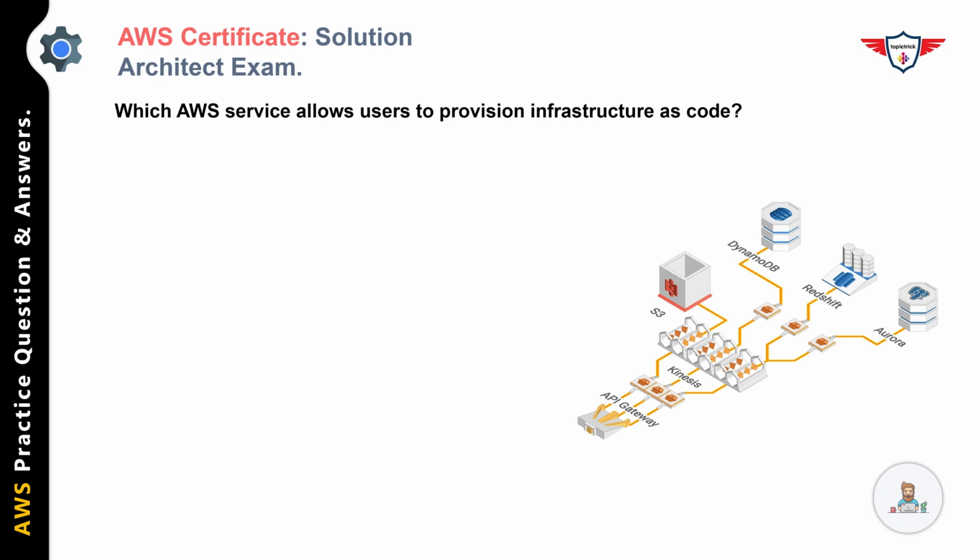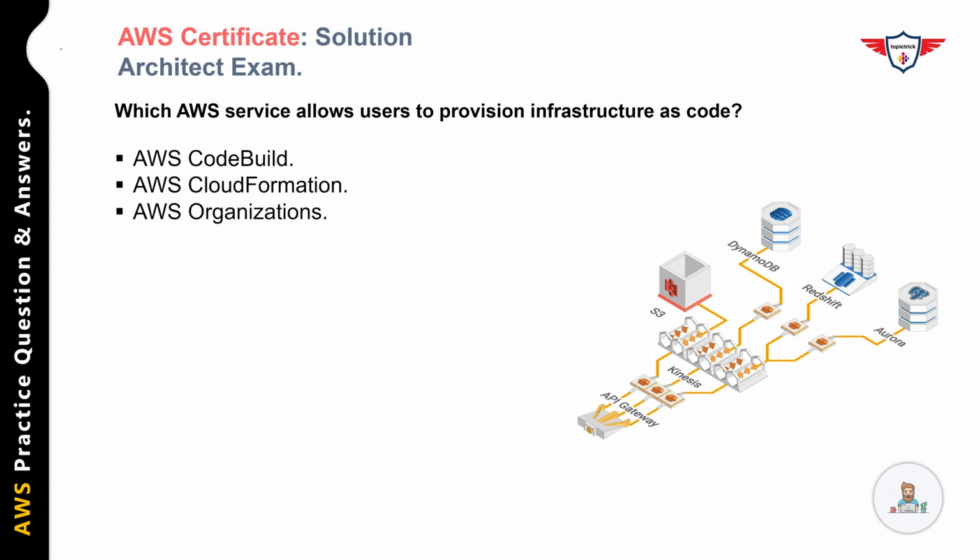Which AWS service allows users to provision infrastructure as code? Your options are AWS CodeBuild, AWS CloudFormation, AWS Organizations, and AWS CodeCommit. The correct answer is AWS CloudFormation. It is an infrastructure as code service that allows you to easily model, provision, and manage AWS and third-party resources.